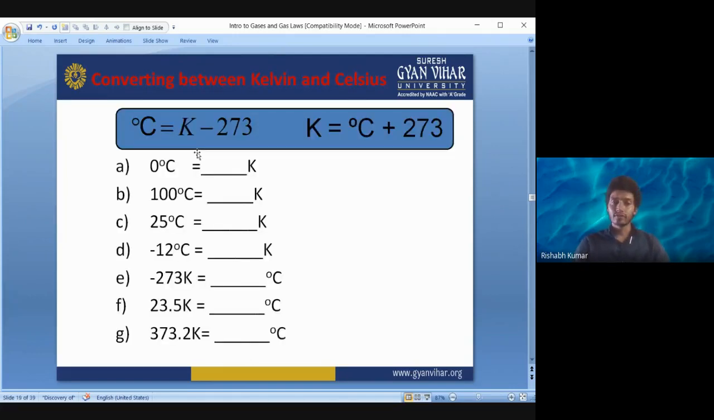So 0 degree Celsius would be 273 degree Kelvin, and 100 degree Celsius would be 373 degrees Kelvin, and 25 degree Celsius would be? How much would 25 degrees Celsius be in Kelvin?